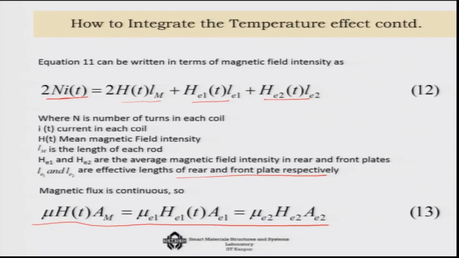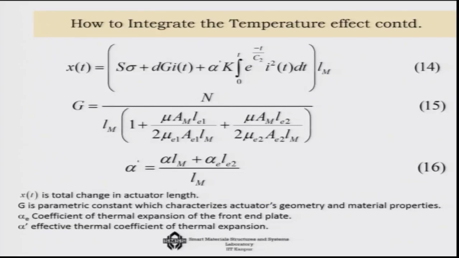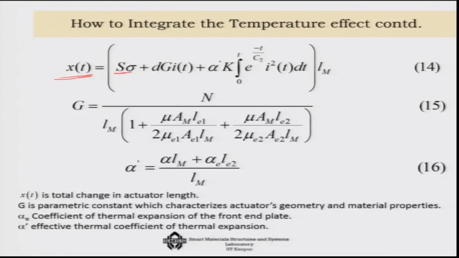That will essentially give us a relationship between H e 1 in terms of H t and H e 2 in terms of H t, provided you know the magnetic permeabilities etcetera and the area of cross section of both the systems. Then I can use all these equations together and get the relationship. Earlier I got a relationship in terms of strain, now I can get a relationship in terms of the actual displacement that is going to happen in a magnetostrictive material, which is first of all a function of the stress that it is subjected to, and then this is the free strain part.